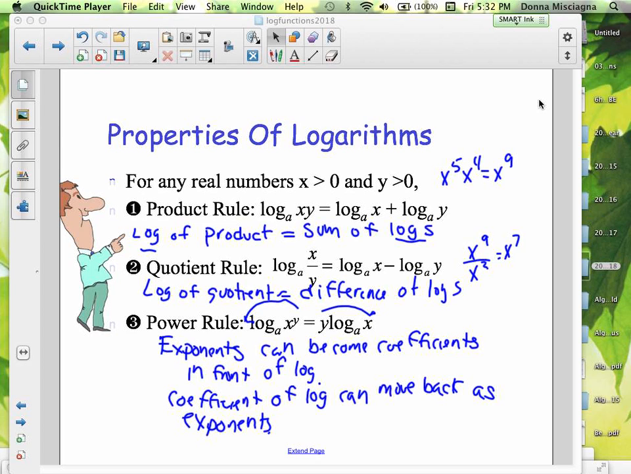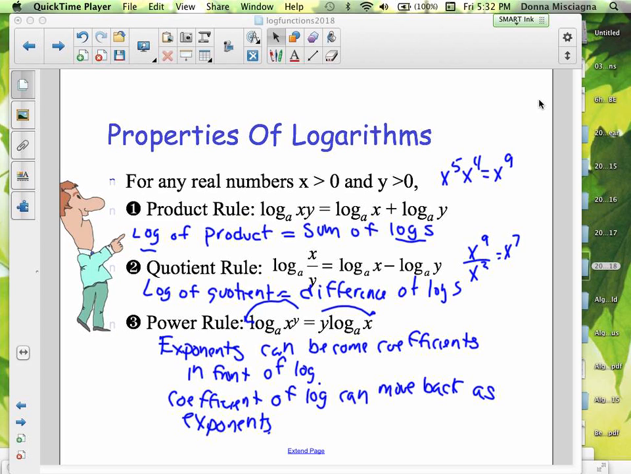All right, so just to review our three rules, we have the product rule. The log of a product is equal to the sum of logs, right? And that's because when we multiply like bases raised to a power, we add the exponents. And a log is just an exponent. The quotient rule: the log of a quotient is equal to the difference of logs.